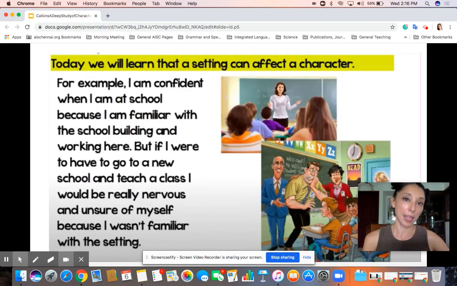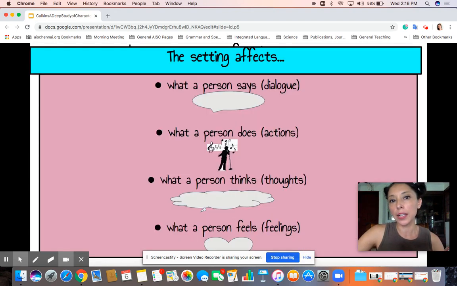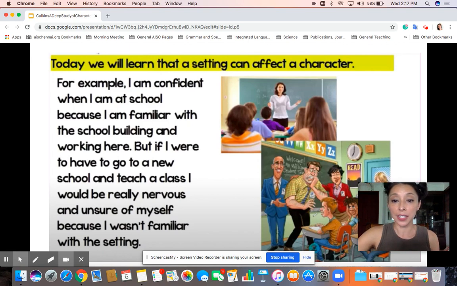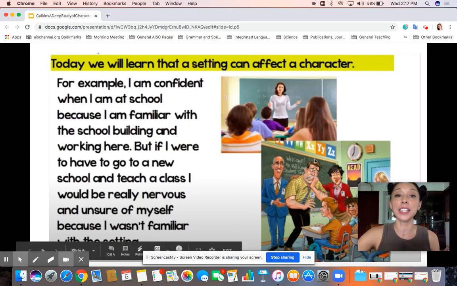Let me give you a real life example. I'm confident when I'm at school because I'm familiar with the school building and where I work. I'm familiar with all the students. But if I were to have to go to a new school and teach, I'd probably be really nervous. The setting would be totally different. I wouldn't know the school and I wouldn't know the students. Do you think that would affect the things that I say, do, think, and feel? Definitely how I feel. Just like this teacher here, I would feel quite nervous.